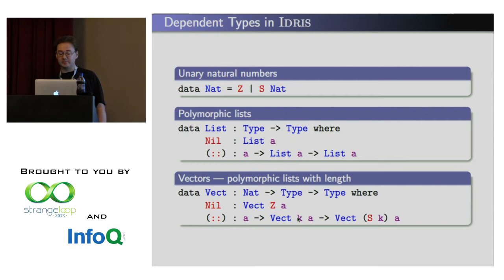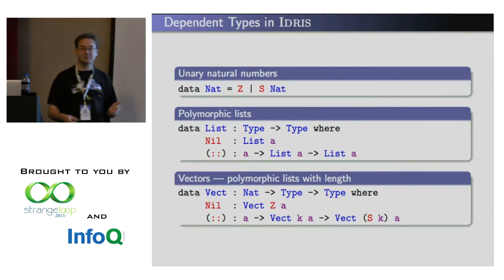So nil and cons, we've used the same names because we're going to use a lot of differently decorated list data types. So I don't want to come up with, you know, 100 different names for these constructors. And they'll just get disambiguated by the type checker.